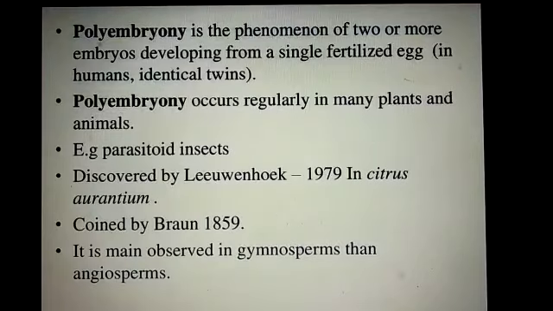Okay, and the next one is polyembryony. Polyembryony is when more than one embryo is present, two or more embryos. Polyembryony is the phenomenon of two or more embryos developing from a single fertile egg. It occurs regularly in many plants, and it also occurs in animals, but in this chapter we are talking only about plants.